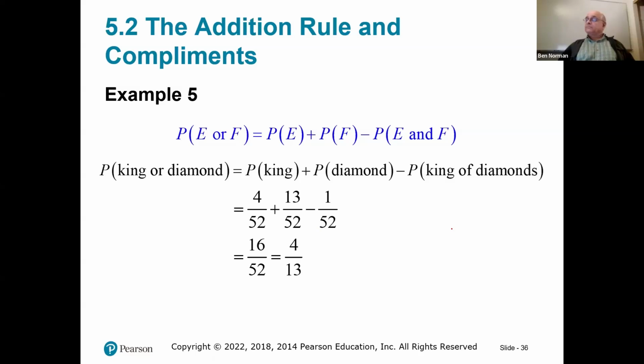So we get this. The probability of a king is this 4/52. The probability of a diamond is this 13/52, since there are 13 cards in a suit: 13 diamonds, 13 spades, 13 clubs, 13 hearts. But there's only one king of diamonds. That gives us this 1/52.